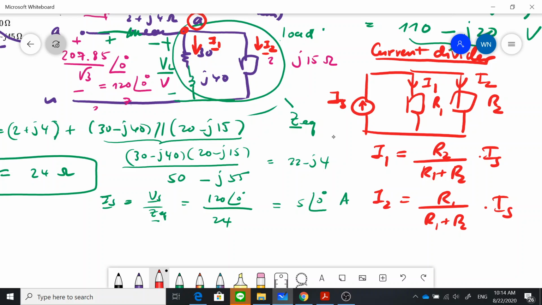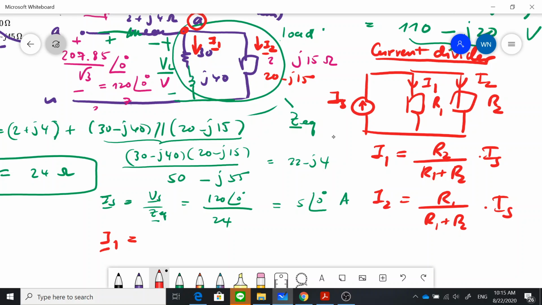Now let's go back to our circuit here. If you want to get I1, what should be the value here? This is the 20 minus J15, right? So the I1 is the current flowing into this guy. So you have to get the ratio between the opposite, right?